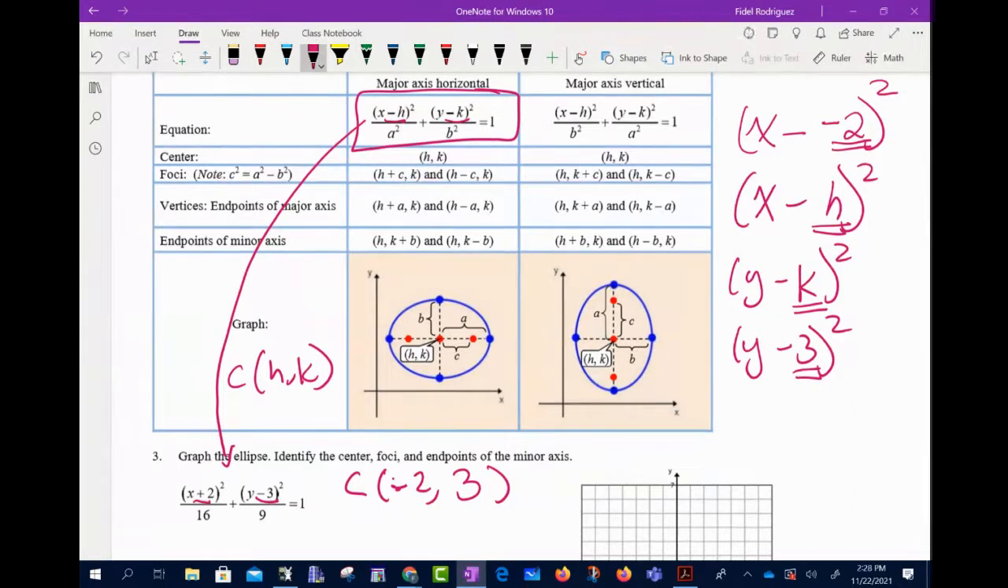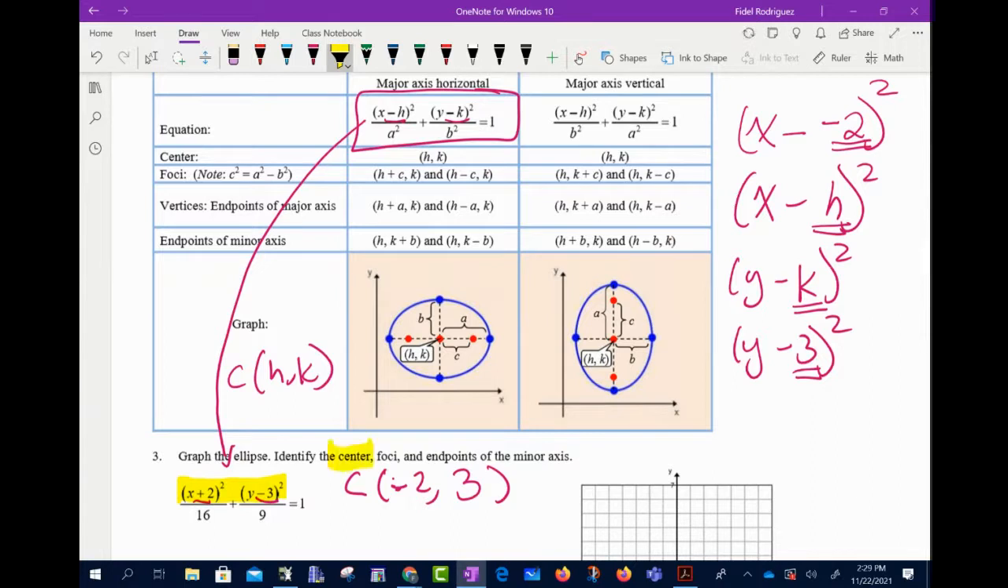So think about it this way, y'all. The easy breezy way of doing this: whatever signs you have inside the parentheses, you're going to change them. So if it says a plus 2, you're going to put a minus 2. If it says a minus 3, you're going to put a positive 3. And it's always going to work that way. Okay, so notice we found the center of our ellipse, right? Okay, so we got the center done.